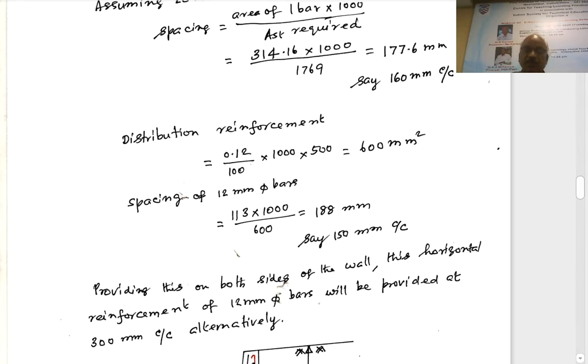Therefore, if it is 150 mm center to center, providing the steel on both sides, this horizontal reinforcement of 12 mm diameter bars will be provided at 300 mm center to center on both sides. So on the right, suppose it is provided at 0, on the left it is 300, so 150, double the spacing. So 0 on the left, 150 on the right, 300 on the left, 450 on the right, 600. Like that, when you provide 300 mm spacing alternately, practically we will get 150 mm spacing.